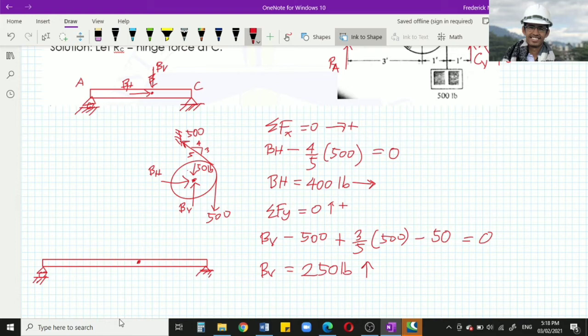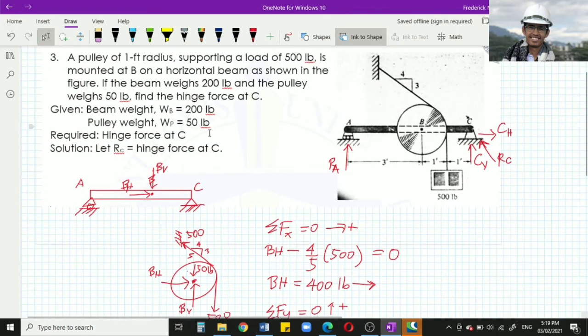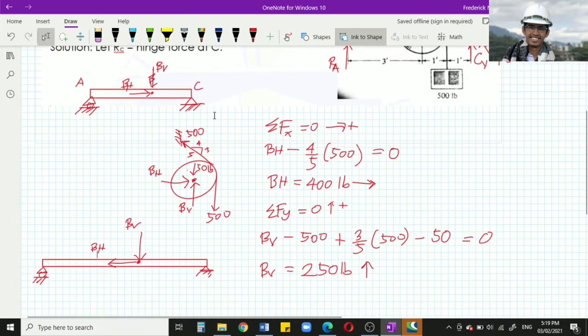So yung vertical natin magiging downwards, okay? So this will be our BV. And kanina right side, kapag nilipat na natin sa beam, magiging papunta na sa left side yung ating BH. Okay? Ayun. Meron na tayong BV at saka BH. Ngayon, yung isa pang given natin is yung weight ng beam, which is 200 pounds. So, yung weight ng beam natin is 200 pounds.